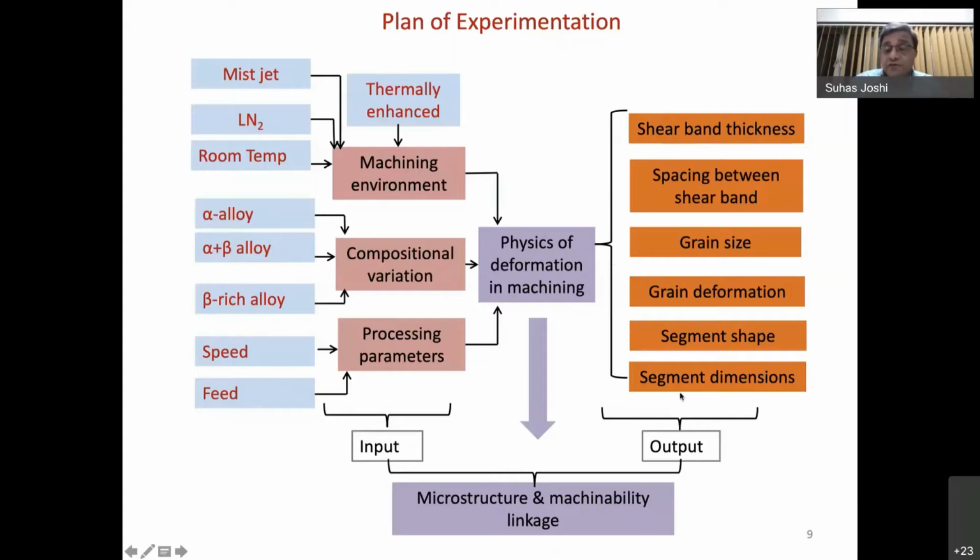We try to understand the shear band spacing, grain size, deformation, and all that, and try to correlate the microstructure of the material and the machinability linkage. Try to understand what happens. As I mentioned, the way you are cutting, the way you are generating a new surface, how much effort or energy you give for removing the material, some amount of that is actually reflected on the machined surfaces.